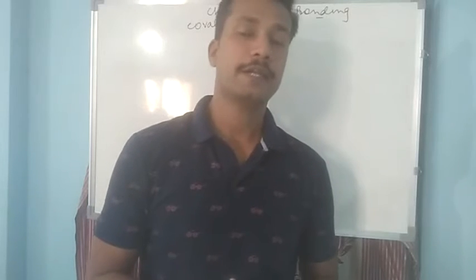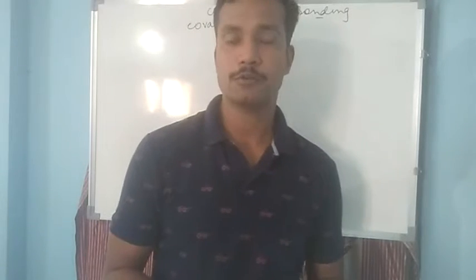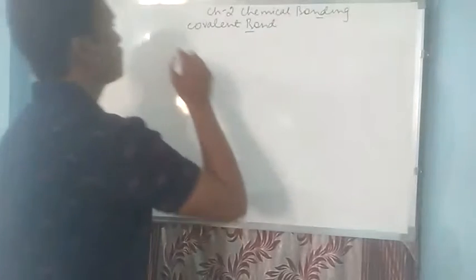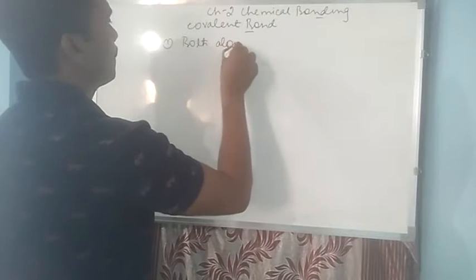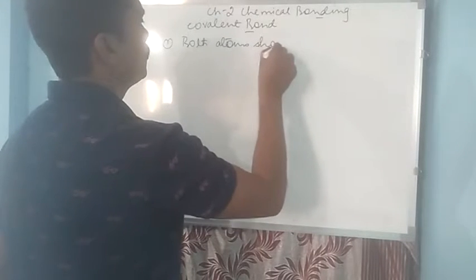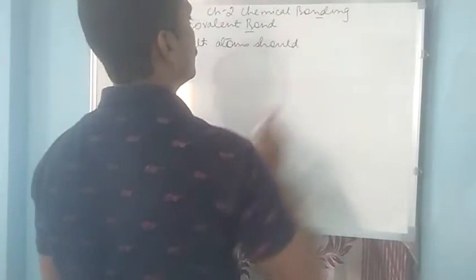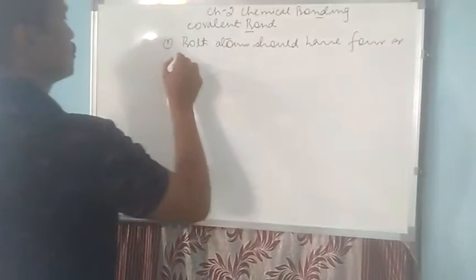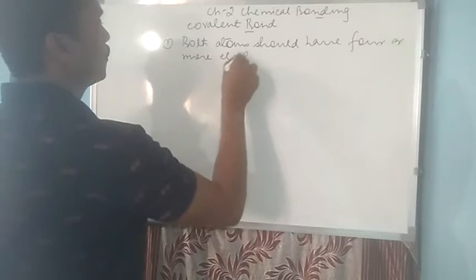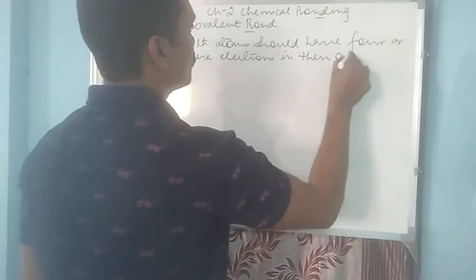Now, the other conditions that are needed for the formation of covalent bond is that both atoms should have 4 or more electrons in their outermost orbit. This is the first condition.